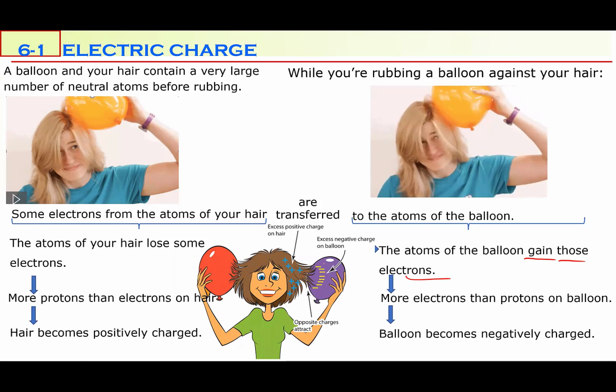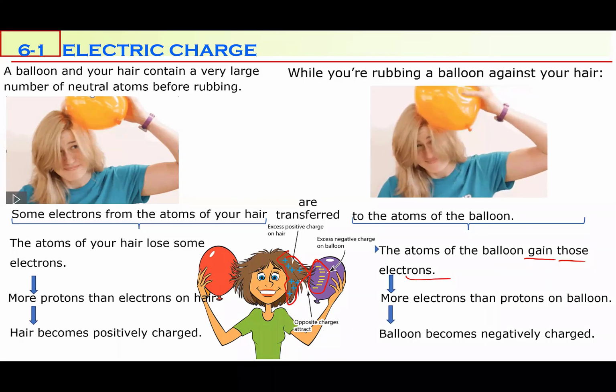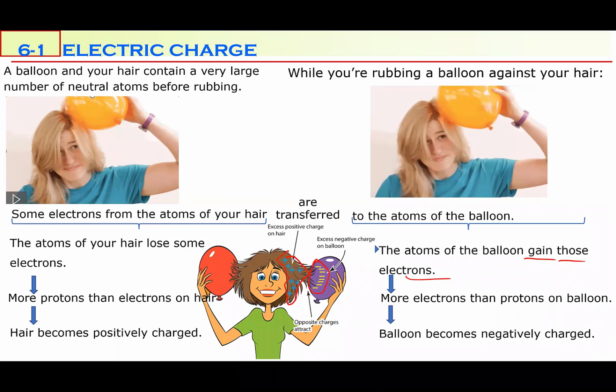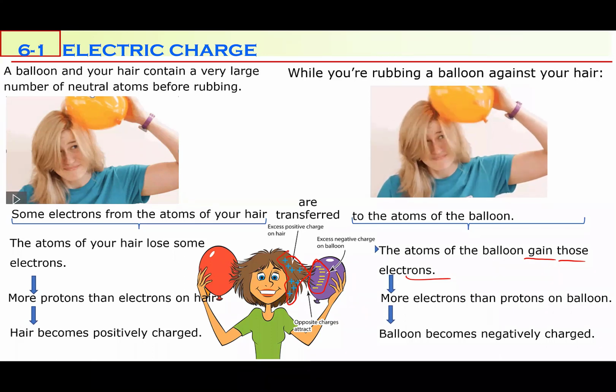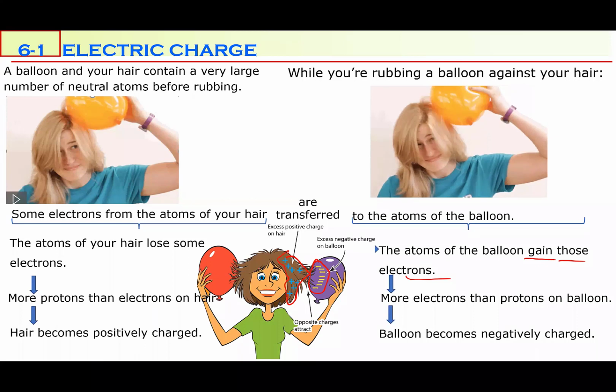Now look here. The balloon is negatively charged. Your hair becomes positively charged. Okay? If it is positive and negative, unlike charges, what happens to them? They will attract each other. That's why the balloon starts attracting your hair, or your hair starts attracting the balloon, because they are unlike charges. Okay, is it clear until here? Any questions?